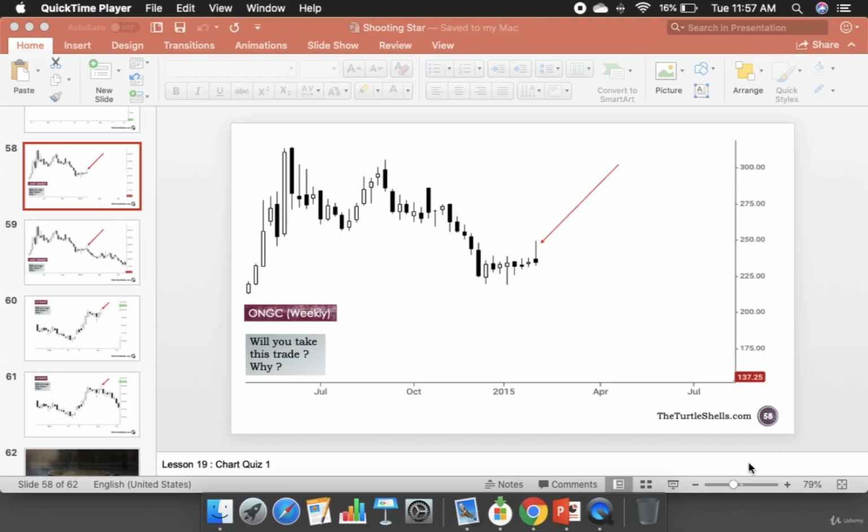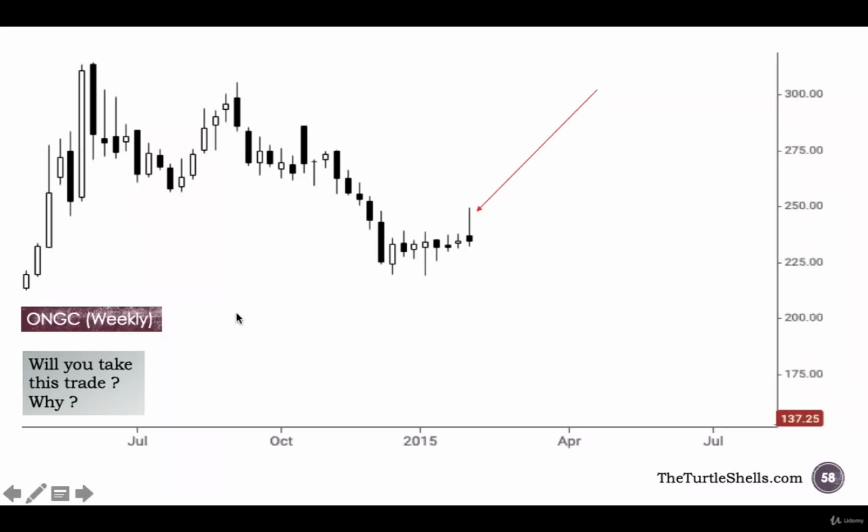Alright, now let us have a look at a quiz question. For this quiz question, I have taken a weekly time frame chart of ONGC. Would you take this trade? If you would take this trade, why? If you would not take this trade, why? So that's the candle pointed to by the red arrow. That's the market situation. Just pause the video, think about it, and come back to it and we will discuss this. Okay?